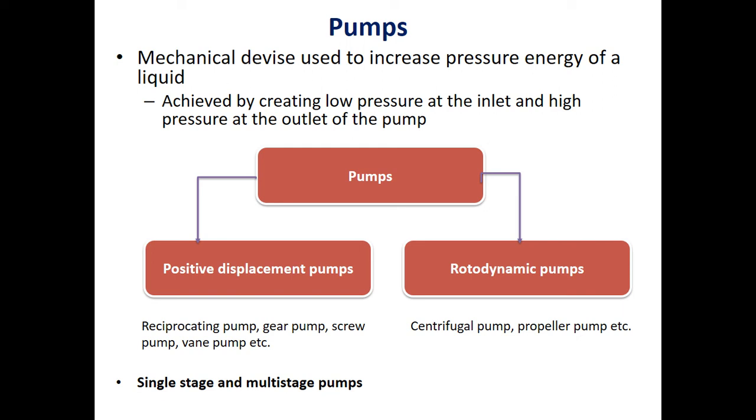So the pumps can be generally classified into two types: positive displacement pumps and rotodynamic pumps. This classification is based on the working principle. For example, the reciprocating pump, gear pump, screw pump, and vane pump are examples of positive displacement pumps, whereas the centrifugal pump, propeller pump, etc. are examples of rotodynamic pumps.